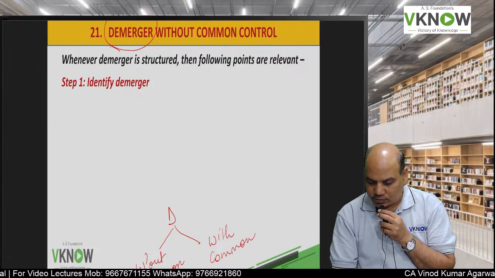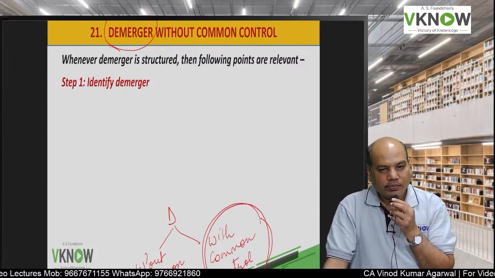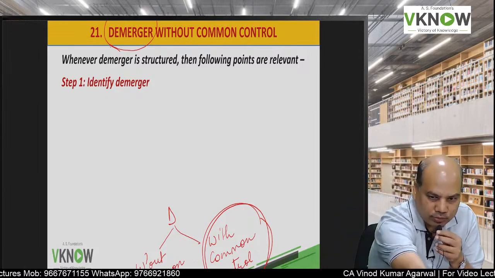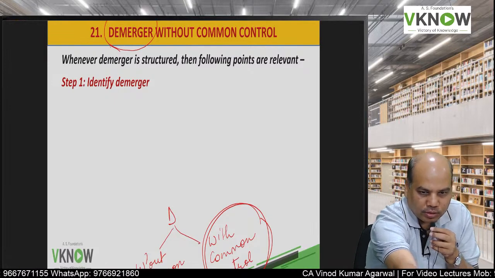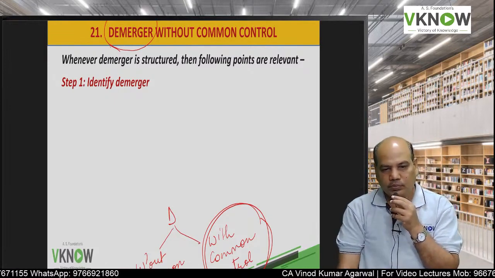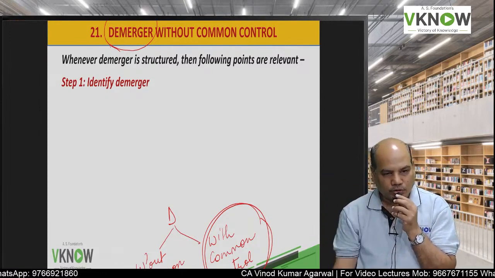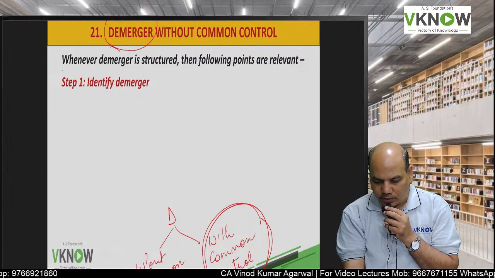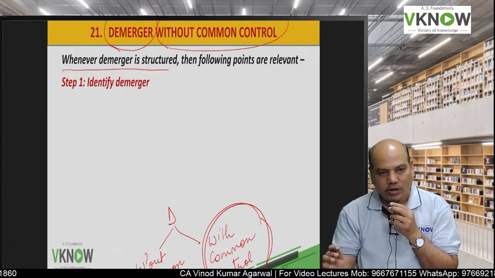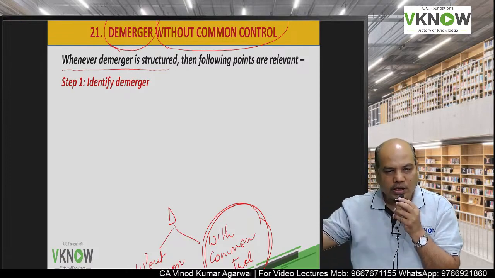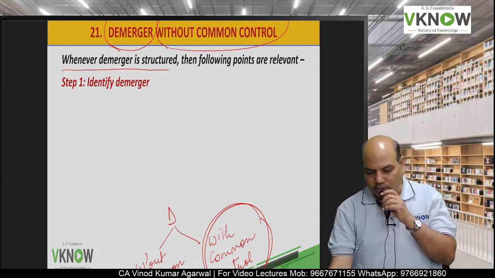Common control means the person who was controlling before demerger continues to control after demerger. That is called common control. After this slide, we'll cover the common control also. Okay. So step number 1, in case of demerger without common control, nobody controls the resultant company also.